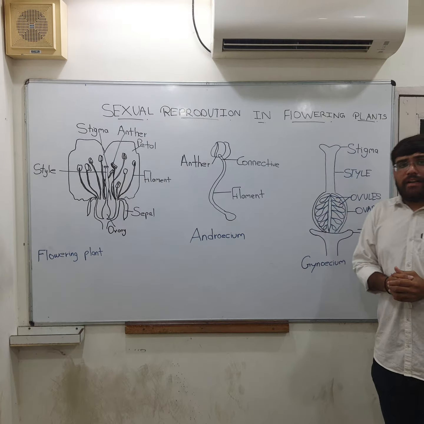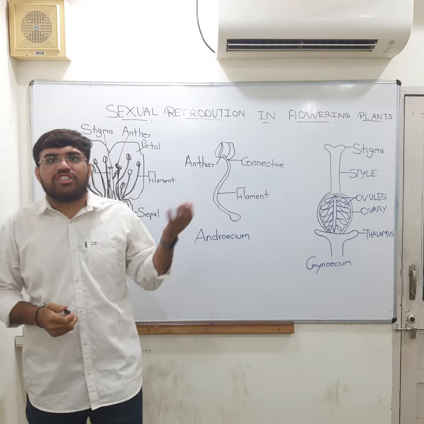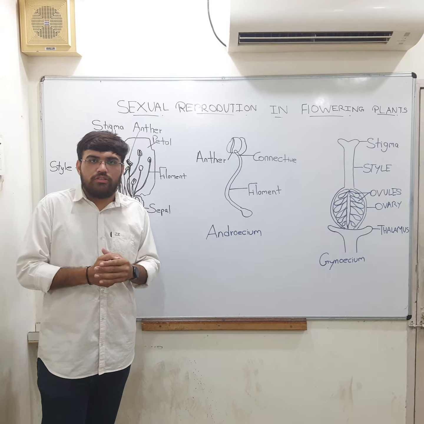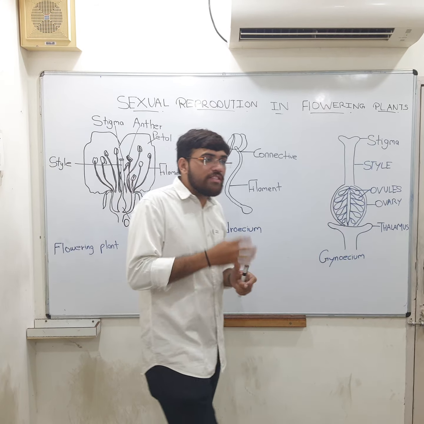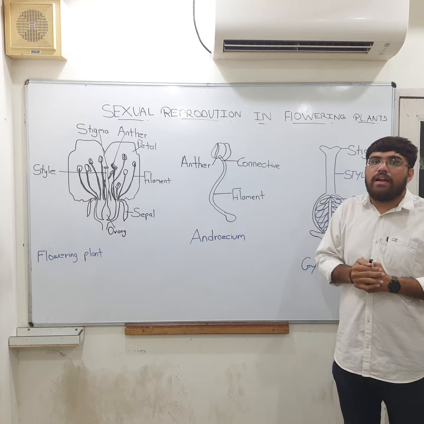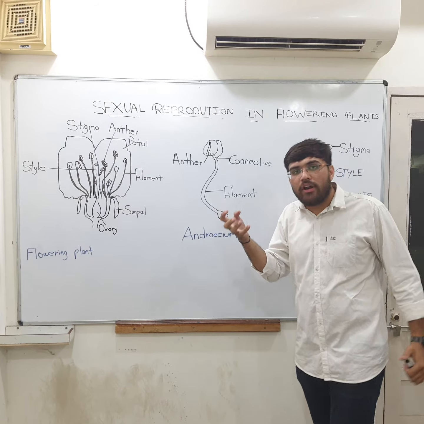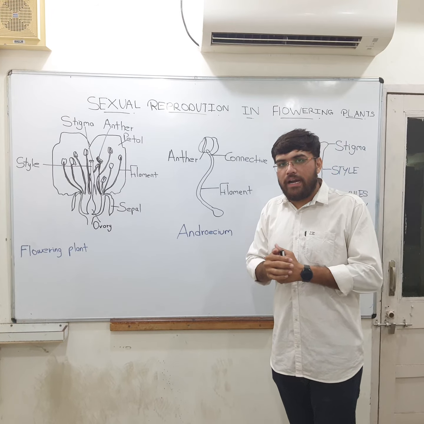Now take the plant. All of us know that the plant possesses root, stem, leaves, and branches. But does anyone know which is the main part associated with sexual reproduction in the plant? That is our flower. So the flower is the reproductive part of the plant.